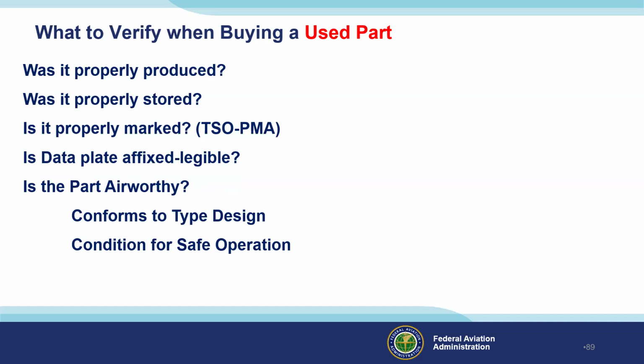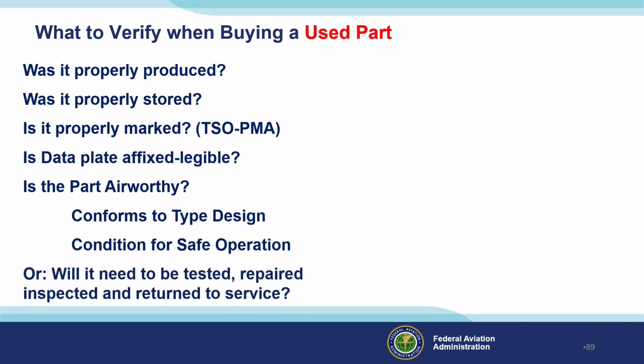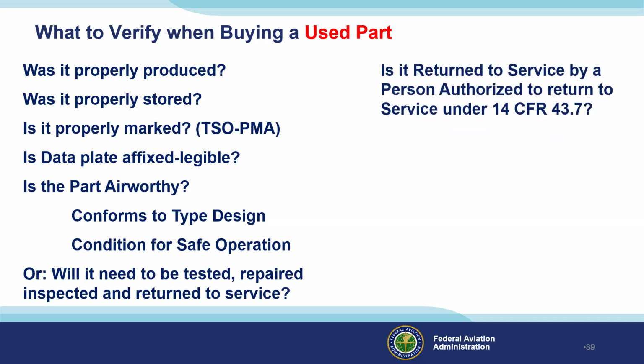Is the part airworthy? Does it conform to type design and is it in condition for safe operation? If it's a used part, is it already ready to go? Has it been returned to service as airworthy? Or will it need to be tested, repaired, inspected, and returned to service? And remember, there's only certain people authorized to return to service. That's under 43.7.